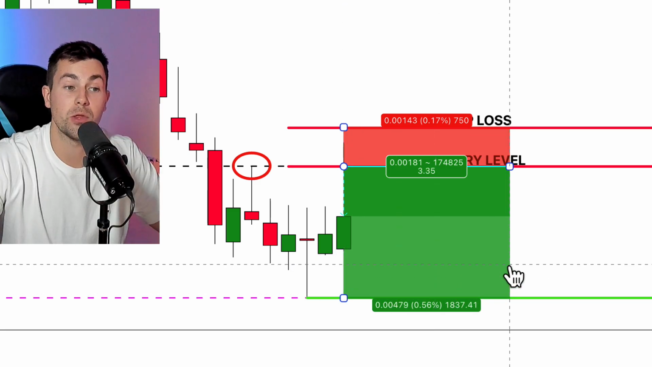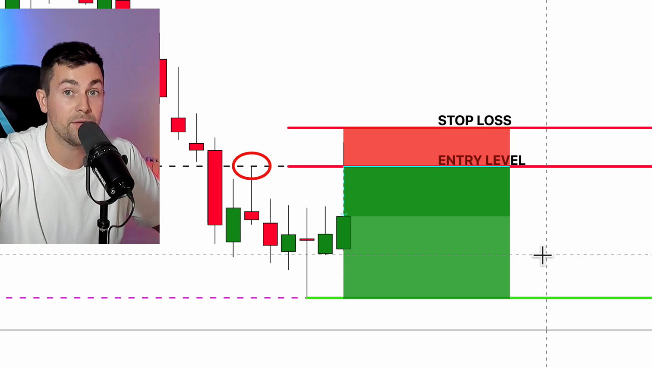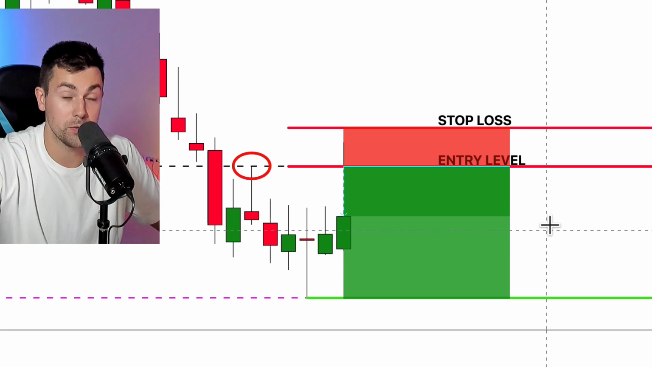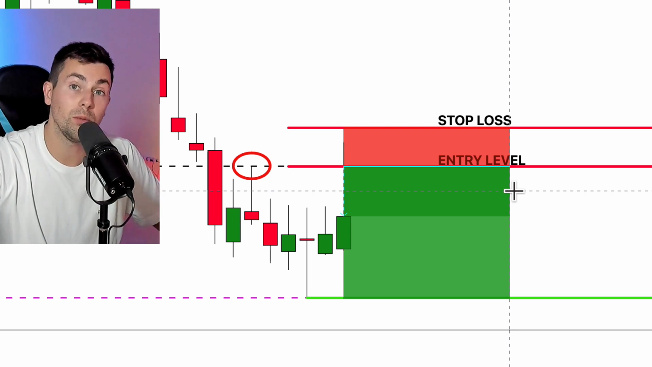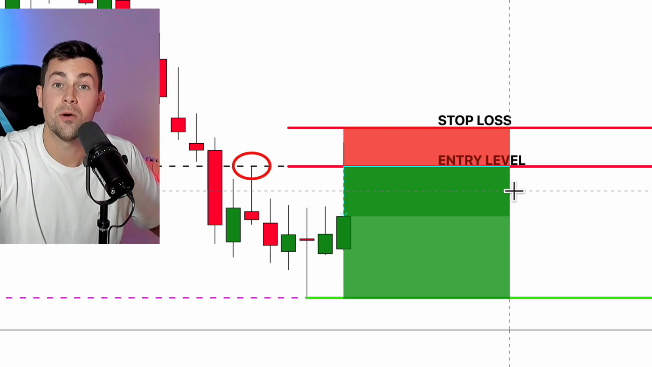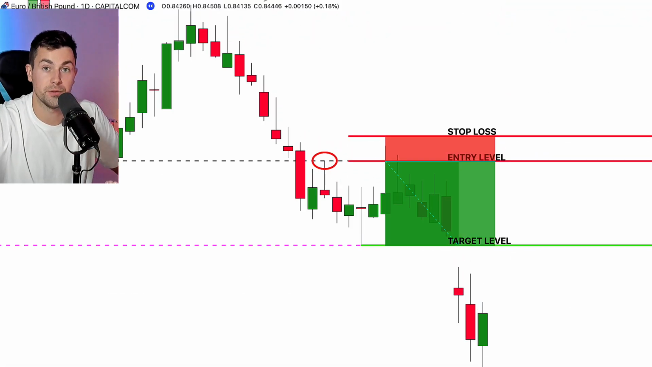And make sure, by the way, that entering the trade, you should always have a positive reward to risk ratio. It means that the potential reward should always be bigger than the potential risk. If the risk is bigger, simply do not take the trade. And look how perfectly this trading setup played out.